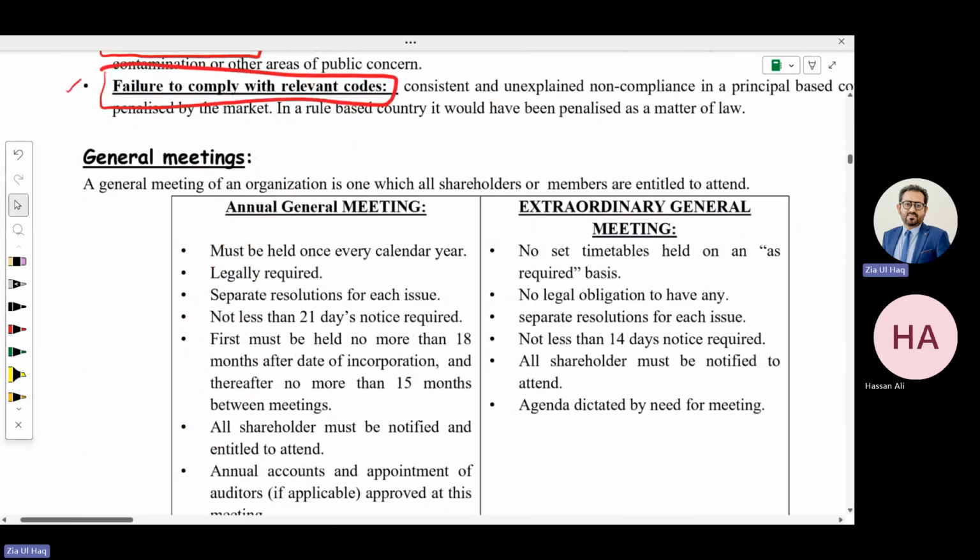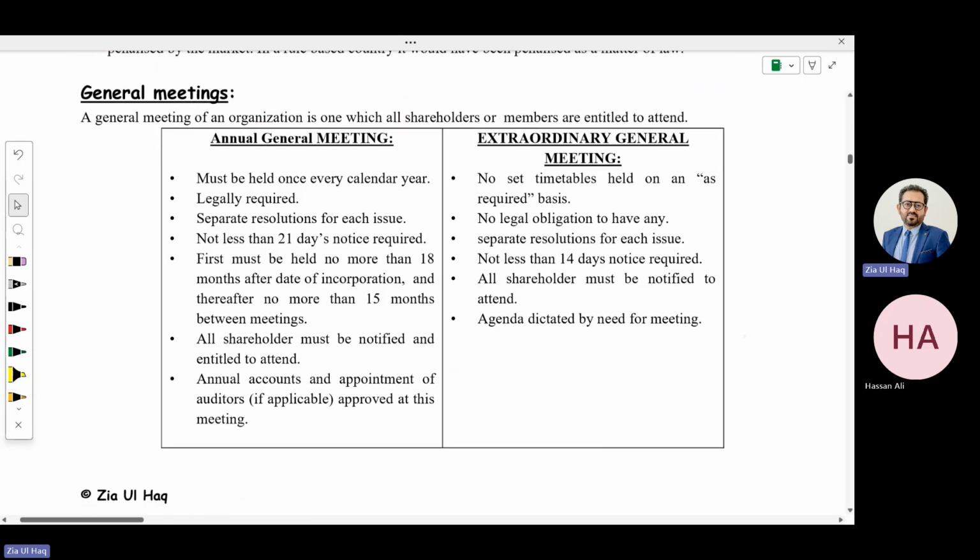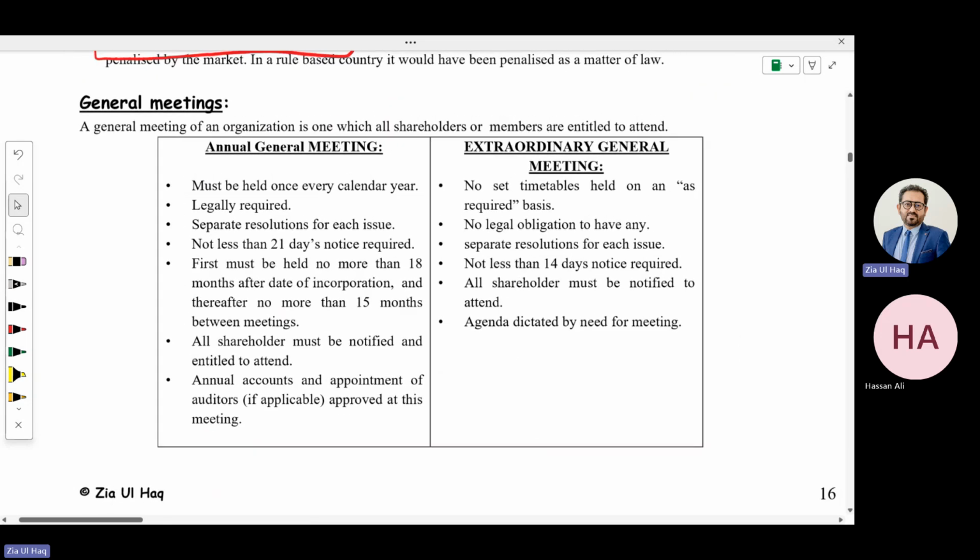Okay, let's move forward. We need to cover a long question, but before moving to the long question, let's discuss a small topic: the difference between AGM and EGM. AGM stands for annual general meeting. EGM stands for extraordinary general meeting.